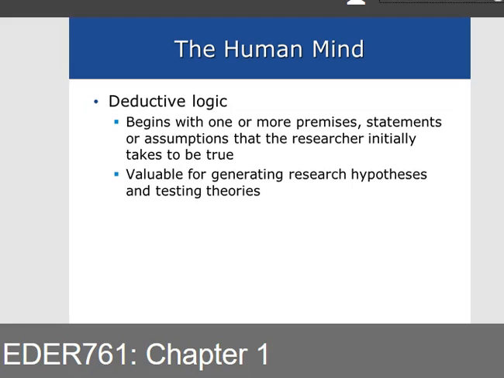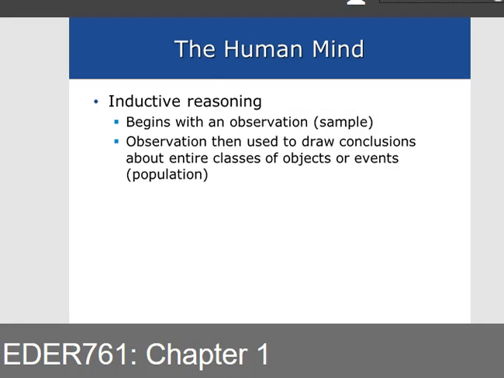Now there are also, again, taking into account the human mind, two types of logical reasoning. First is deductive logic. Deductive begins with one or more premises or assumptions that you take to be true, and then you generate hypotheses from them. Inductive reasoning, on the other hand, begins with an observation, and then you draw conclusions about an entire class of objects or events based on that observation.